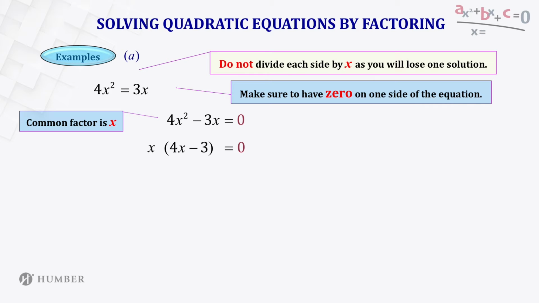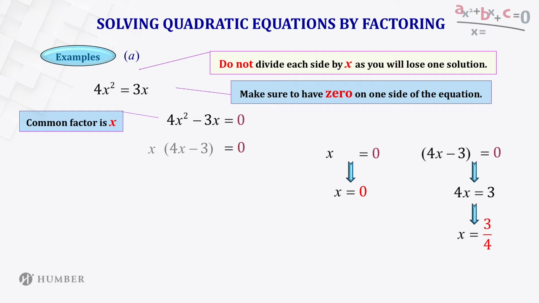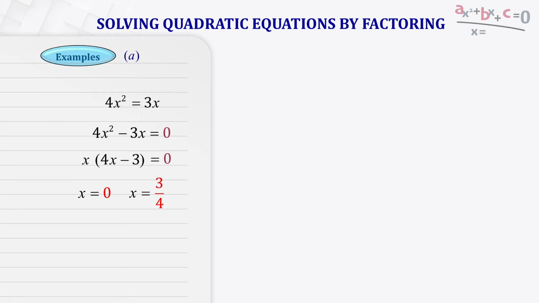Let's set each factor to be 0. From the left factor, we get x equals 0, solving the right factor to get x equals 3/4, or 0.75. Now we have two solutions. Let's check the solutions just in case.